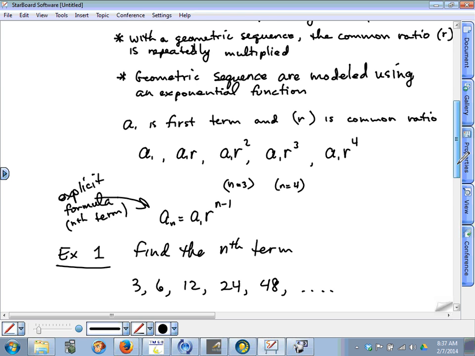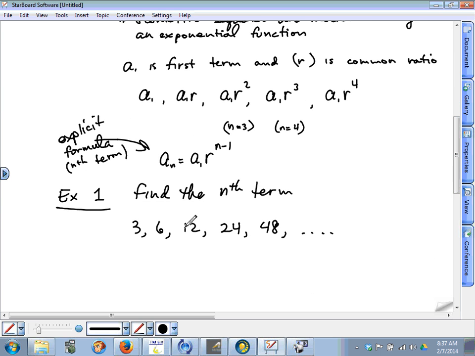The first thing you need to be able to do is recognize this as a geometric sequence. We don't even know if it's geometric. How can we tell? First of all, let's rule out that it's arithmetic. Are we adding the same number every time? To go from here to here, we would add 3, but here we would have to add 6, here we would have to add 12, so we're not adding the same number every time.